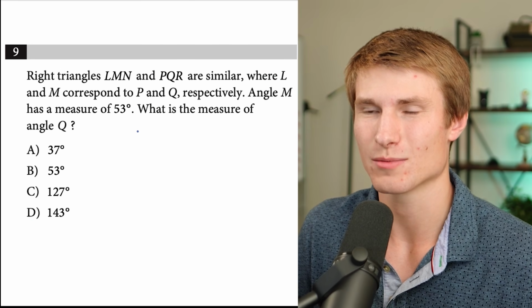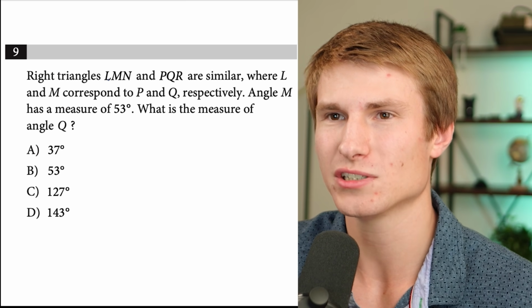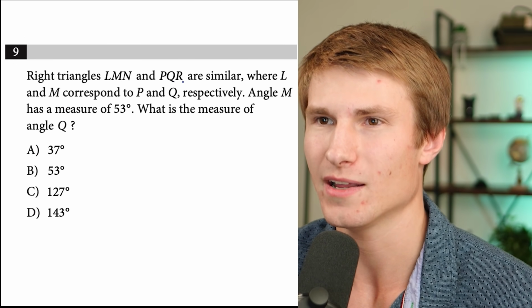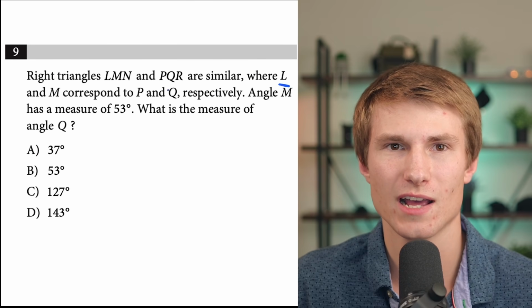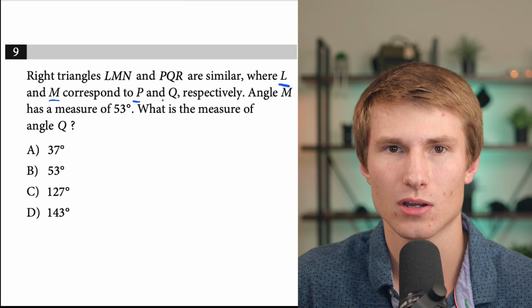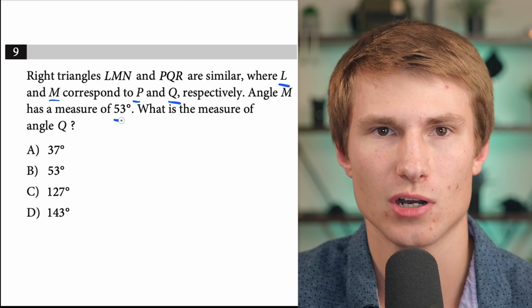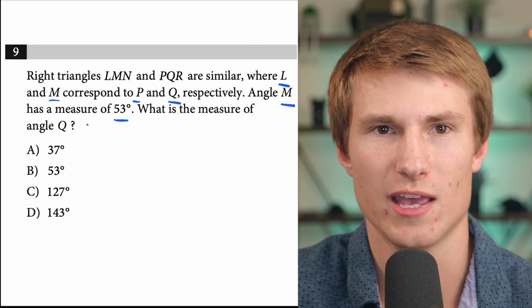Here's how to answer this similar triangles question on the SAT. Question 9 states right triangles L, M, N, and PQR are similar, where L and M correspond to P and Q, respectively. Angle M has a measure of 53 degrees. What is the measure of angle Q?